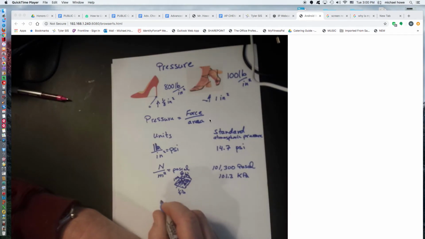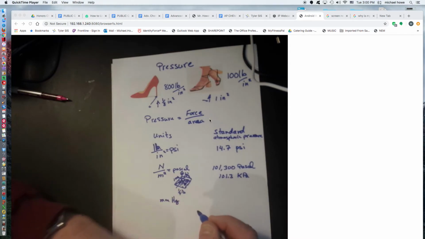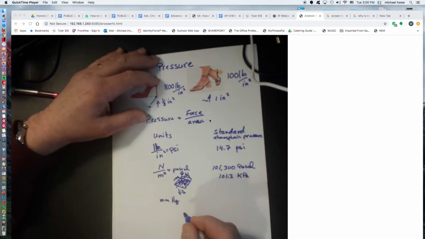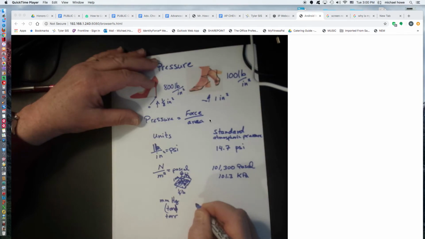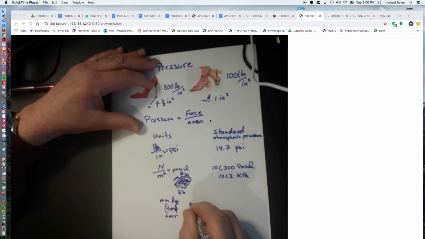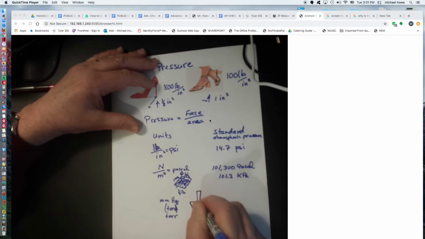All right, another way to measure pressure in our everyday life is in millimeters of mercury. We measure millimeters of mercury in a device called a barometer. The barometer was invented by a guy named Torricelli, so we sometimes call millimeters of mercury torrs, T-O-R-R. Here's how a barometer works. You have a dish or a bowl, and inside that bowl you've got a cylinder, and mercury is in the bowl.